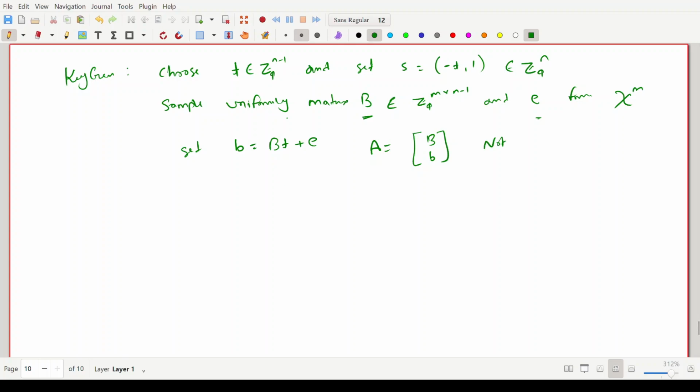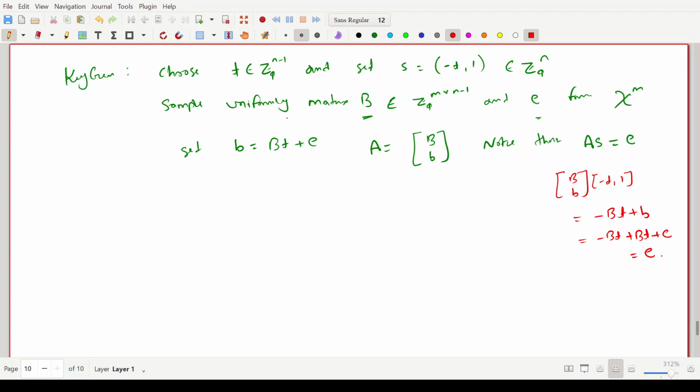And your A is of this form, B and small b. Note that if you multiply As, that should be equal to e. You can quickly check. What is your A? It is (B, b), and what is your s? It is (minus t, 1). So it is minus Bt plus b. But what is the value of small b? It is minus Bt plus Bt plus e. So I am having e.